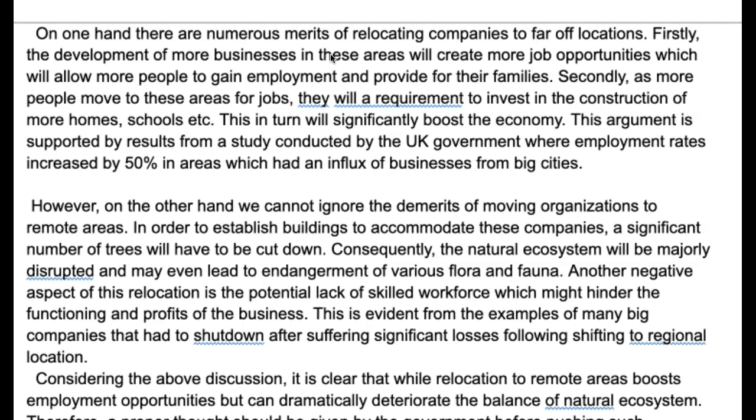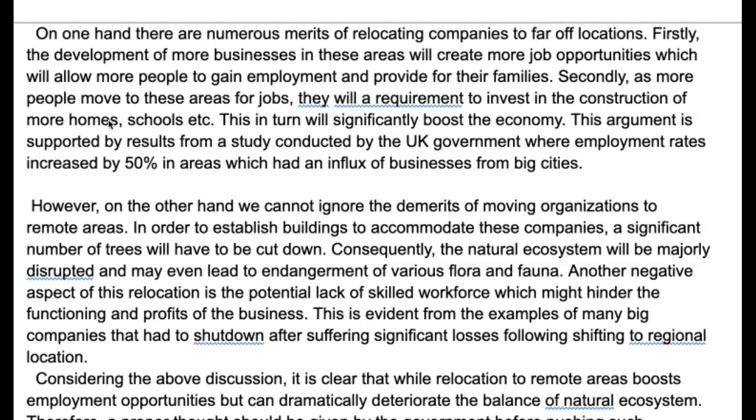be a requirement to invest in the construction of more homes, schools, etc. Beautiful. Infrastructure is a great topic-specific vocabulary term we could have incorporated here. This in turn would significant. Can you see I'm using more cautious vocabulary and grammar, just for hedging. So you definitely need to look at hedging your academic arguments.